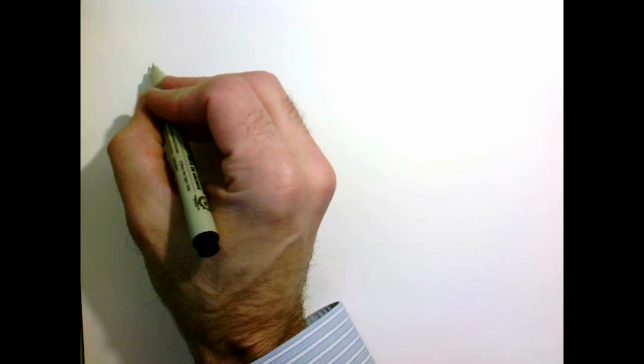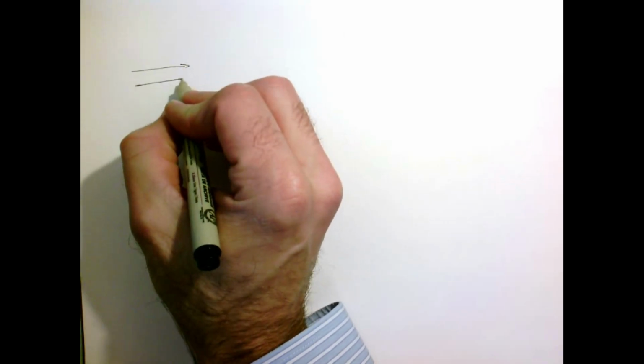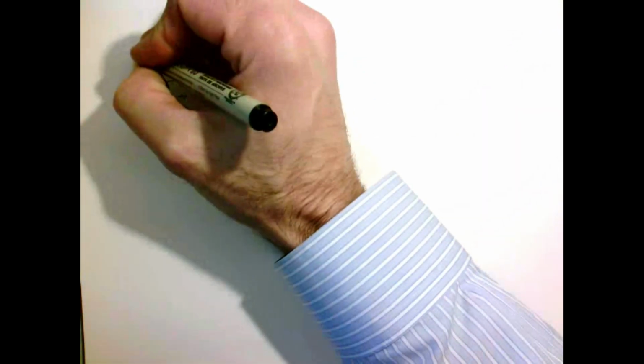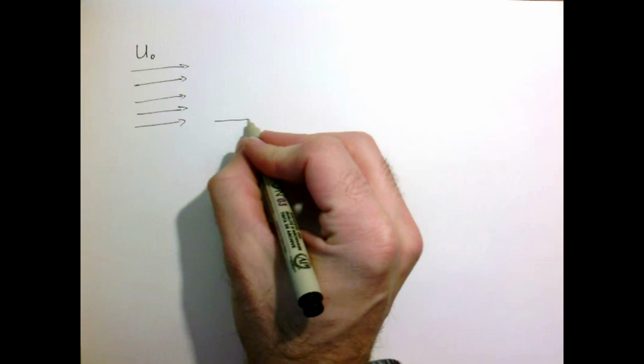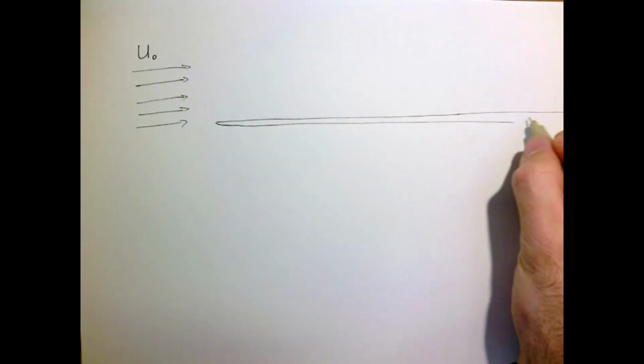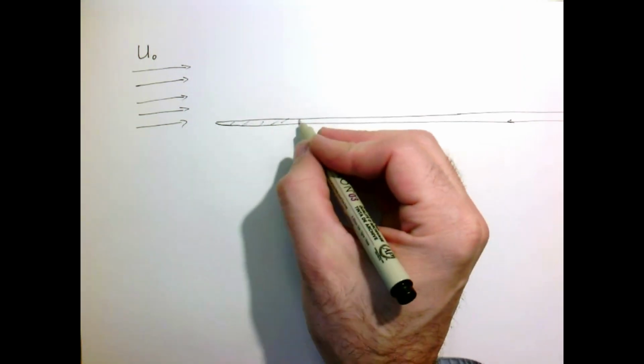Now let's talk about another problem we might be interested in, where we have a free stream velocity which is uniform and has a magnitude u naught, going in the x direction, and it's going to approach a thin flat plate, which essentially extends off forever.